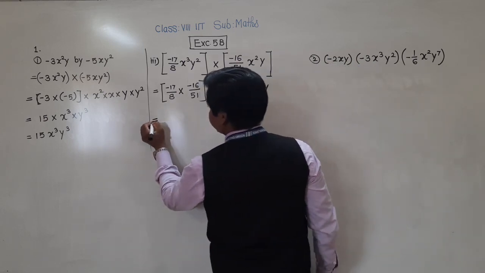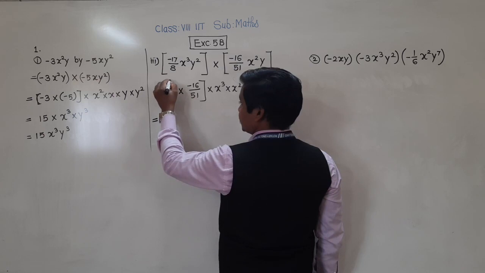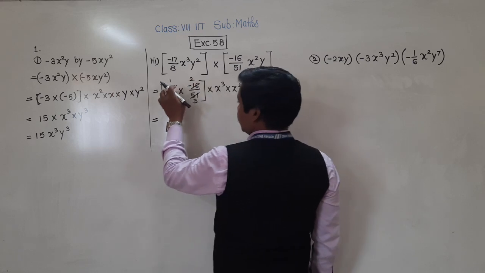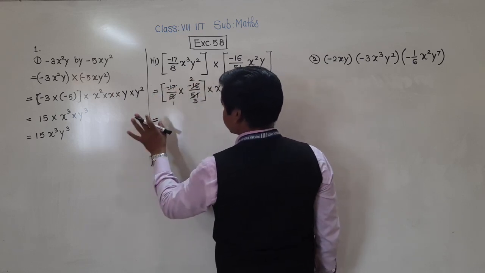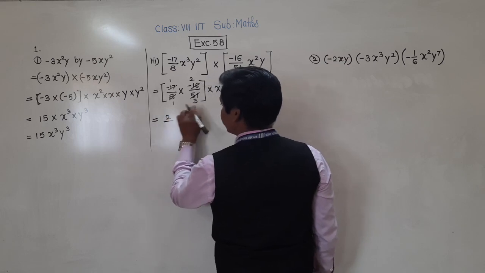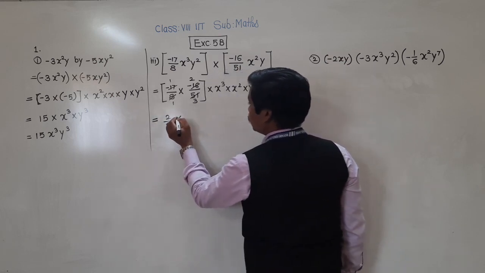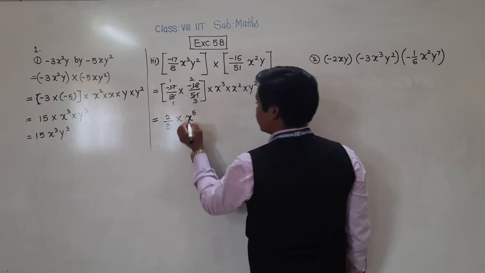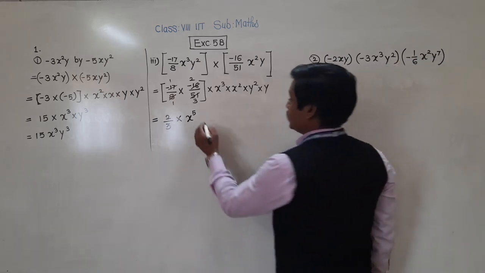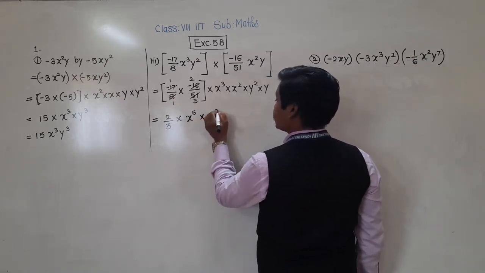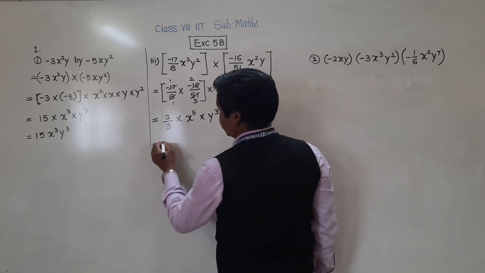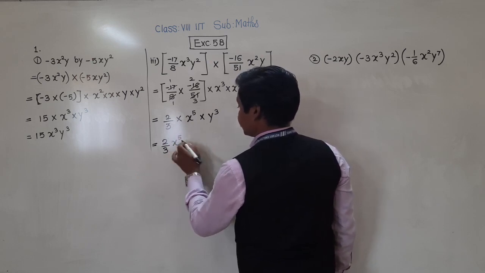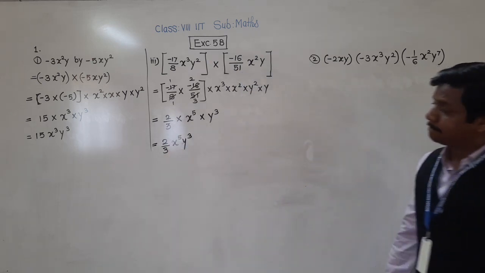Okay. Now see here. 17 ones are 17, 17 threes are 51, 8 ones are 8, 8 twos are 16. Now minus, both are negative, minus into minus is plus. 2 ones are 2 upon 3 ones are 3, into x cube into x square becomes x raised to the 5. Into y square into y becomes y raised to the power 3, y cube. So together 2 upon 3 x raised to 5 y raised to 3. Sorry. Understood?